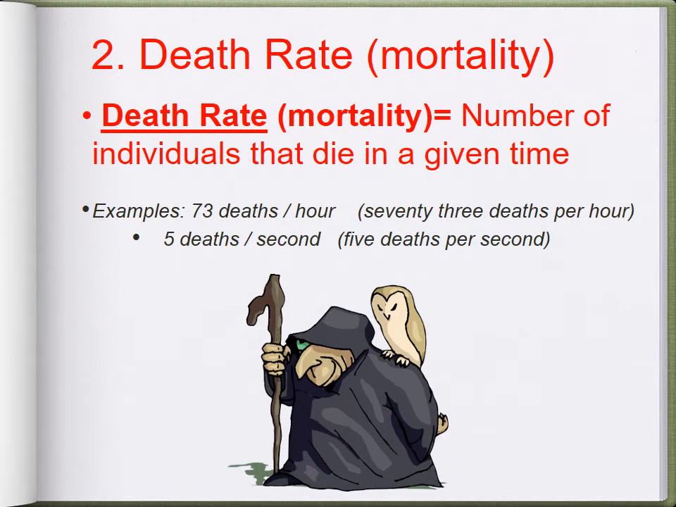The opposite of birth rate is death rate, also called mortality. So it's the number of individuals that die in a given amount of time. So in this example, we have 73 deaths per hour, or maybe you could say 5 deaths per second. But again, it could be per year, it could be per month, as long as you have a number over a specific amount of time.